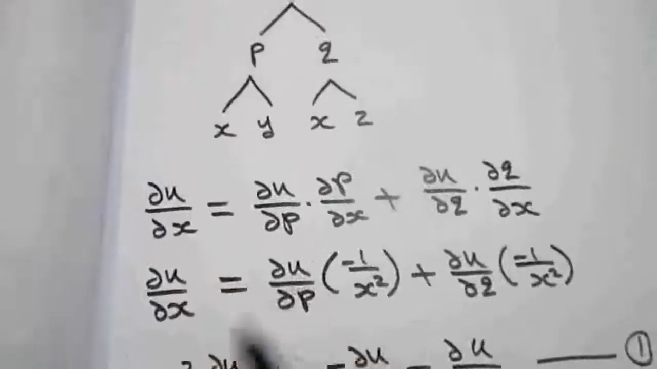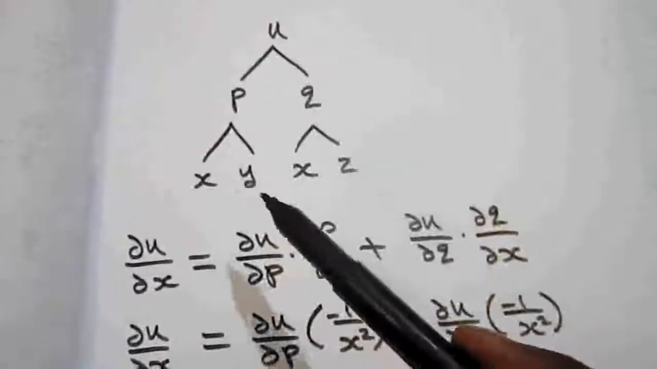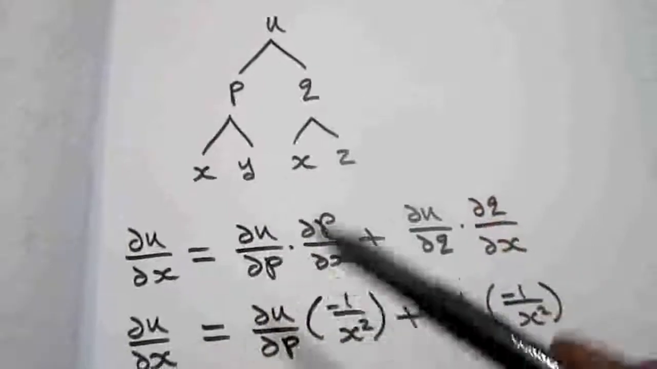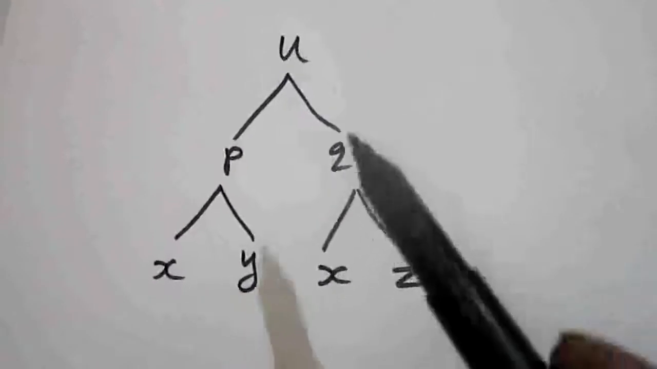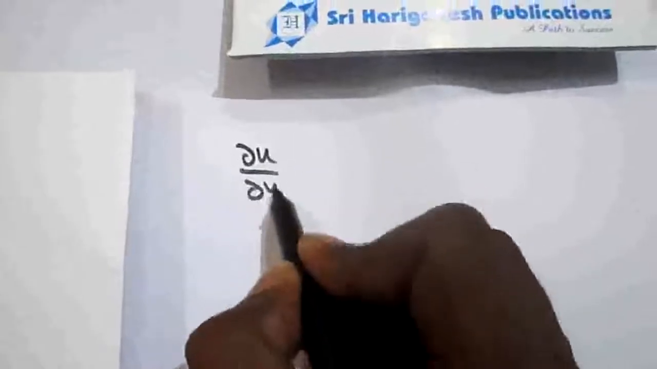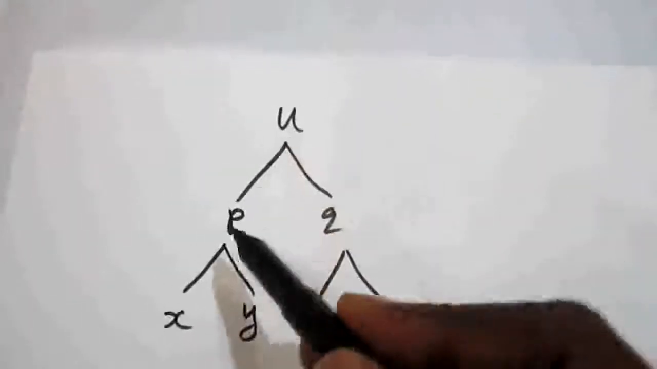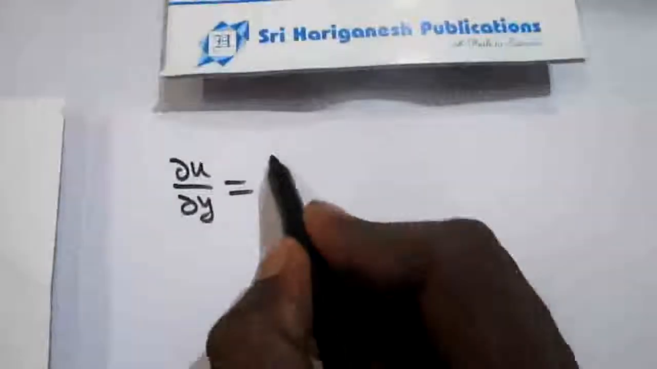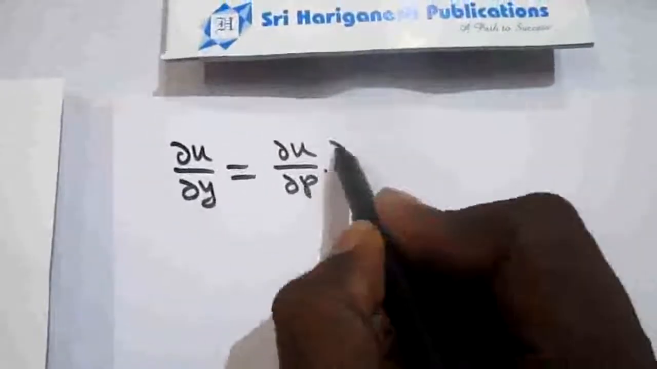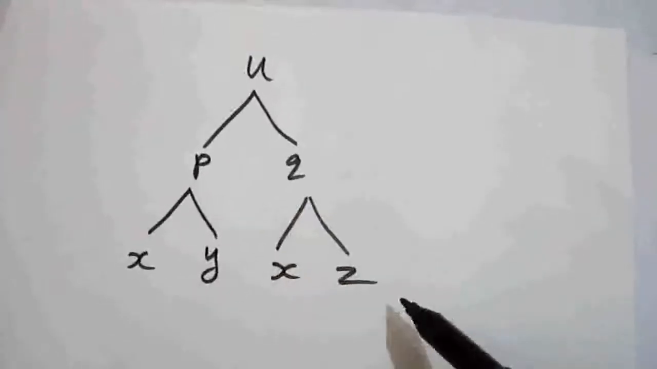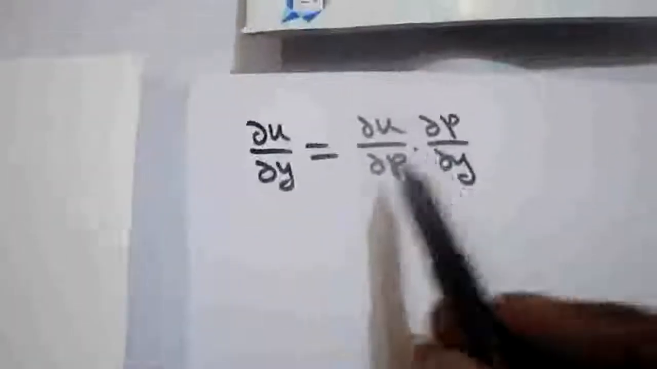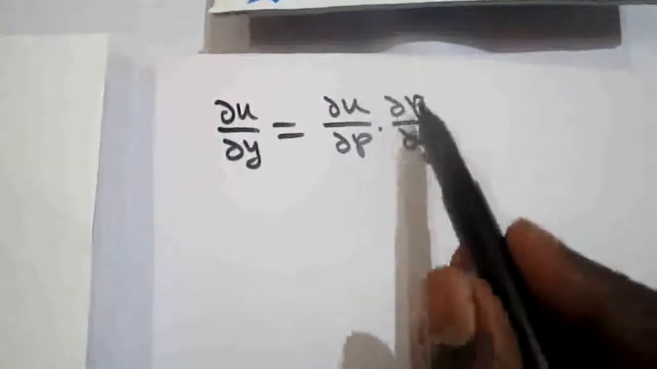And now next I am going to write the second formula, that is ∂u/∂y. From this relation, ∂u/∂y is equal to ∂u/∂p into ∂p/∂y. But from q we cannot find y, because in q there is no y. Q is independent of y, so we cannot write it in q. So only ∂u/∂y is ∂u/∂p into ∂p/∂y.